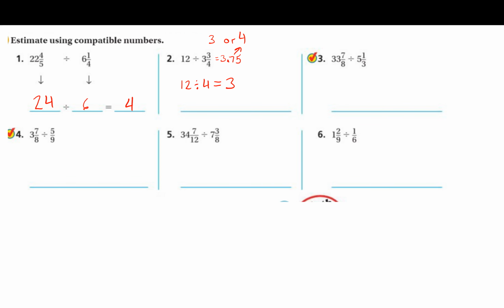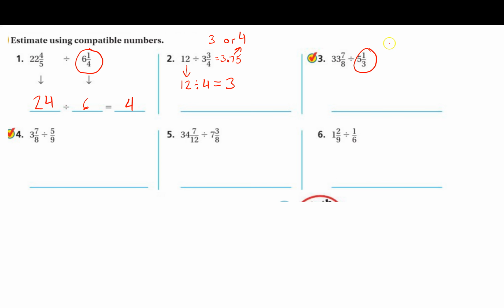All right, let's go on to number 3. We have 33 7/8 and 5 1/3. So again, here I'm going to look at my smaller number. It's easier for me to deal with the second number. Now, on number 2, the only reason I used the first number to figure out the second number is because the first number was already a whole number. So it was nice and easy to just leave it as a 12. But generally speaking, most of the time, I'm going to look at the second number first.